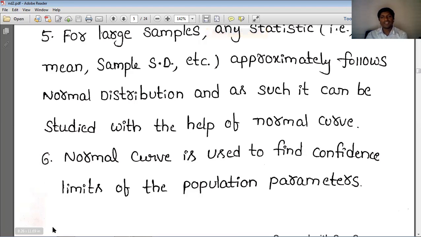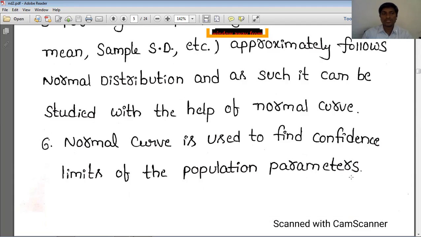Okay. So the normal curve is used to find confidence limits. Confidence limits is nothing but how confidently we are saying. Suppose you write an exam, and people say, okay, I'm 90% confident I may get 70 to 90. Like that, here we get the confidence interval. That one we also use in statistics.